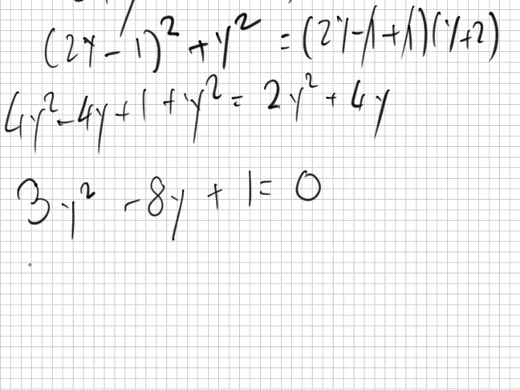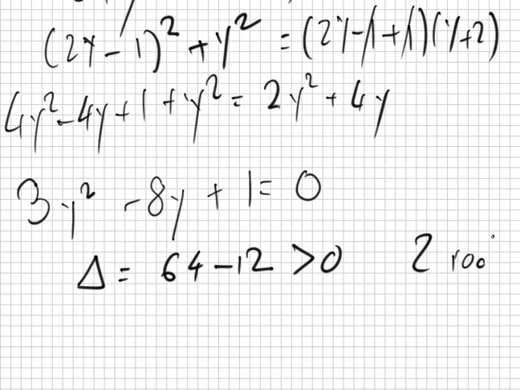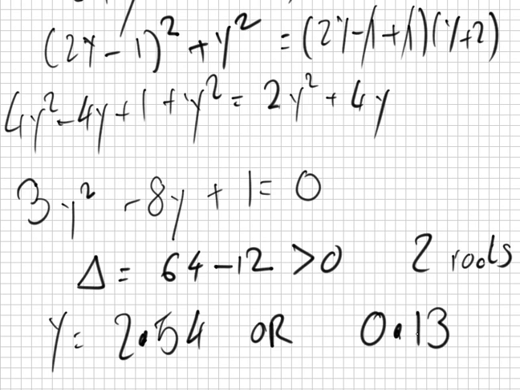What do you get when you use the formula, or in other words, the calculator? What does it tell you here? I mean, it does have 2 roots, because delta is 64 minus 12, which is positive. So it does have 2 roots. But they're going to be decimals. Oh well. Not everything in life can work out nicely. So what are the 2 y values here? 2.54 and 0.13. Okay, there you go.